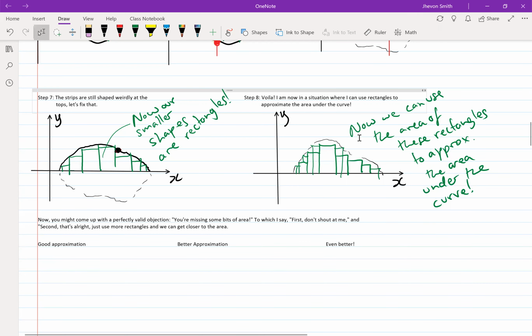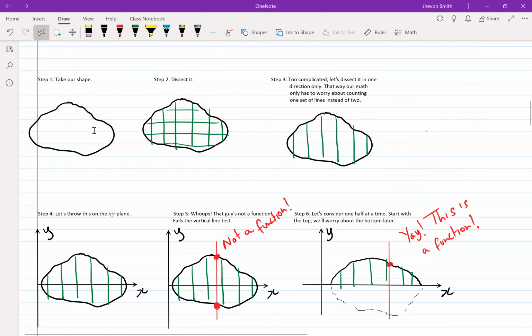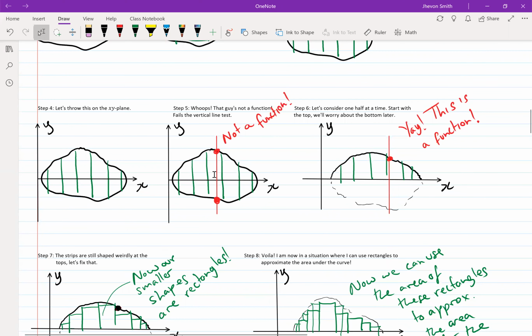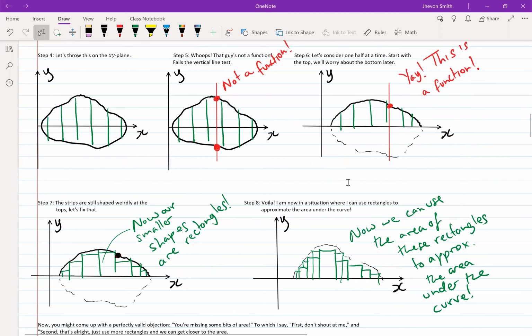Okay, so we started out wanting to find the area of this random shape. So we slice it up into some nice little shapes that we know how to find the area of. A little bit too complicated from a mathematical perspective because I'm going to want to keep track of how I'm doing the slices. So simplify it a little bit, throw it on the XY plane. It's not a function. Let's worry about finding half the area, or just the top portion of the area at once. Once I figure out a nice mathematical way to find the top portion, of course, I can just flip that idea upside down to find the area of the bottom portion as well.